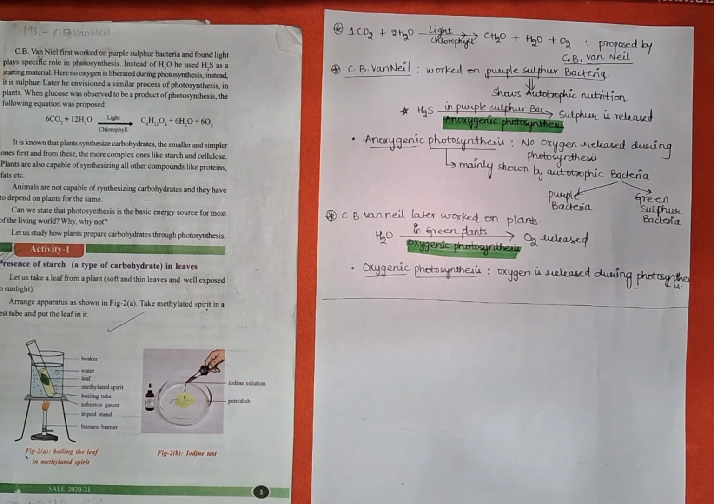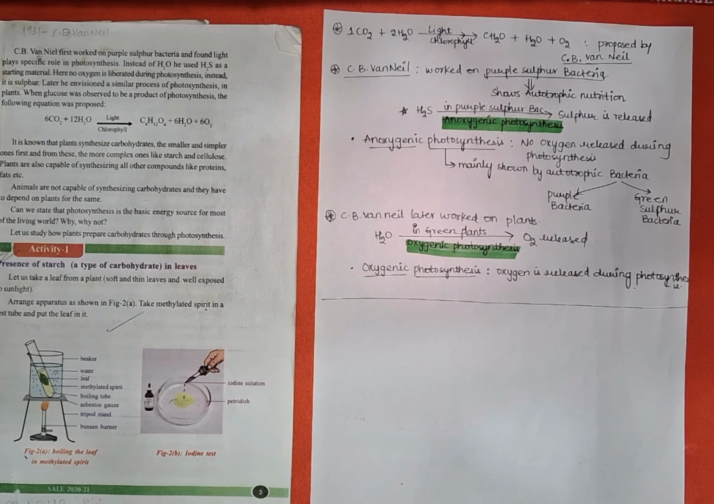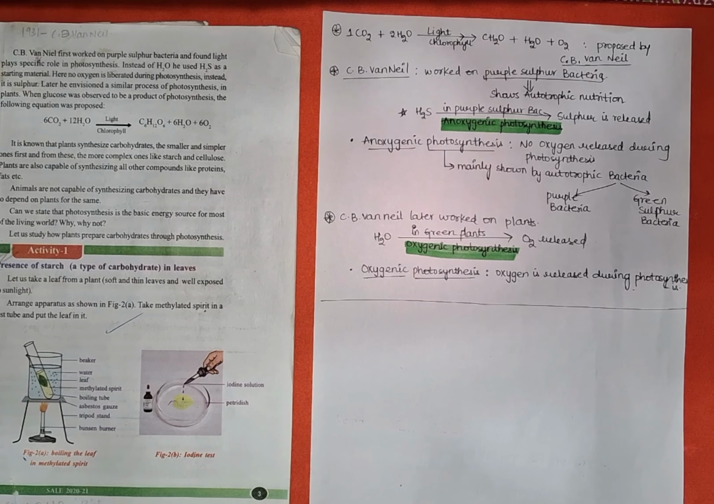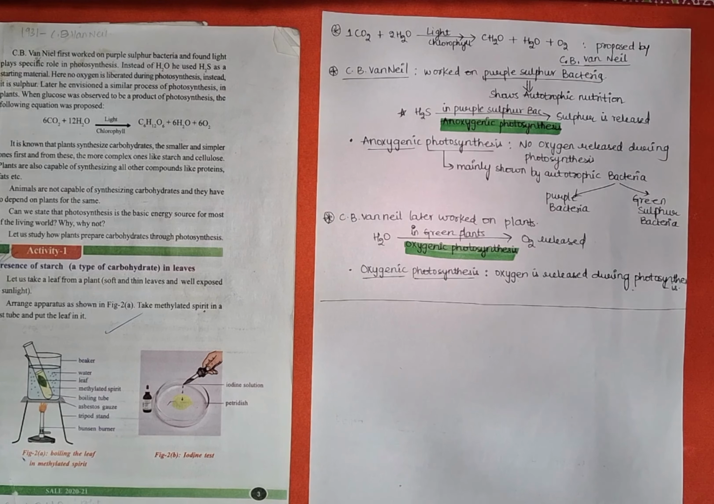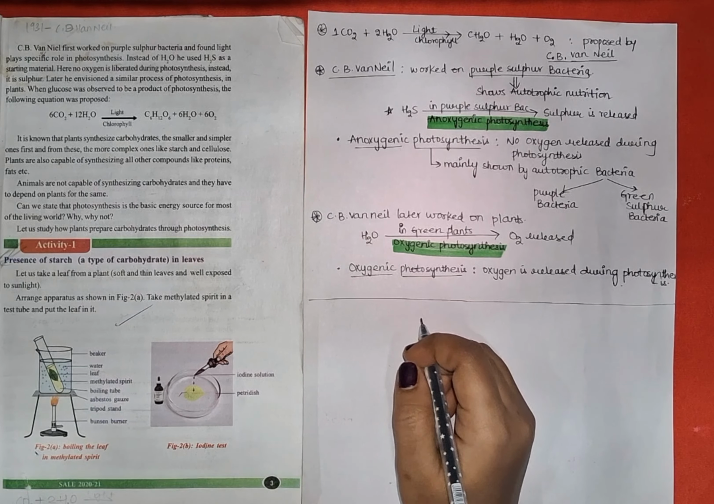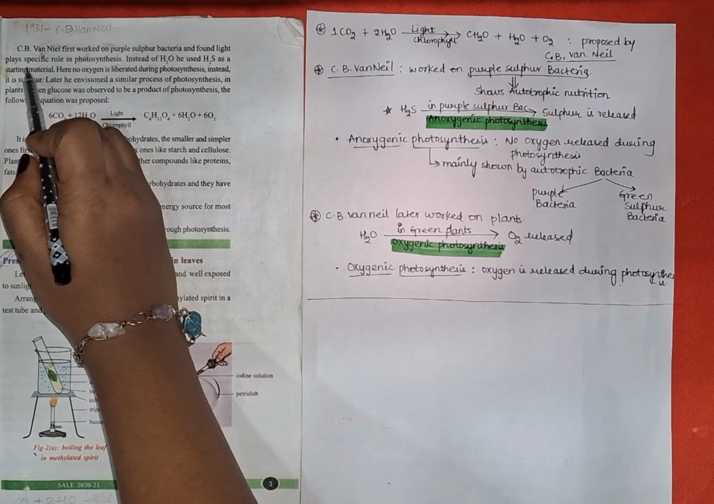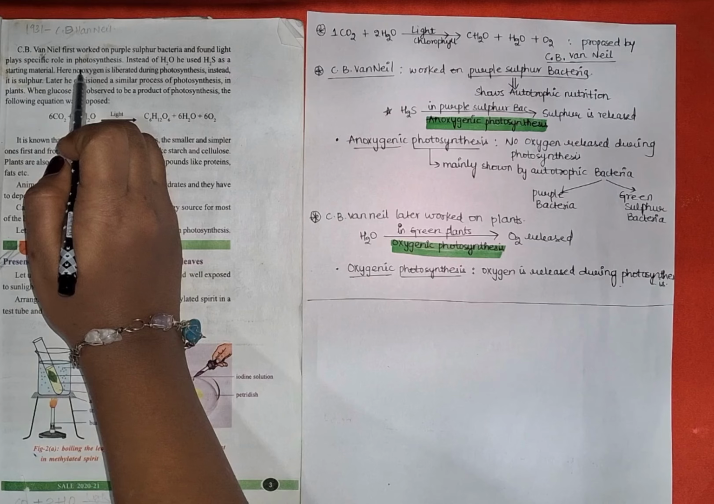This is the part 2 video of chapter 1, which is nutrition. So let us begin our video by talking about C.B. Van Niel. C.B. Van Niel first worked on the purple sulfur bacteria and found light plays a specific role in photosynthesis.